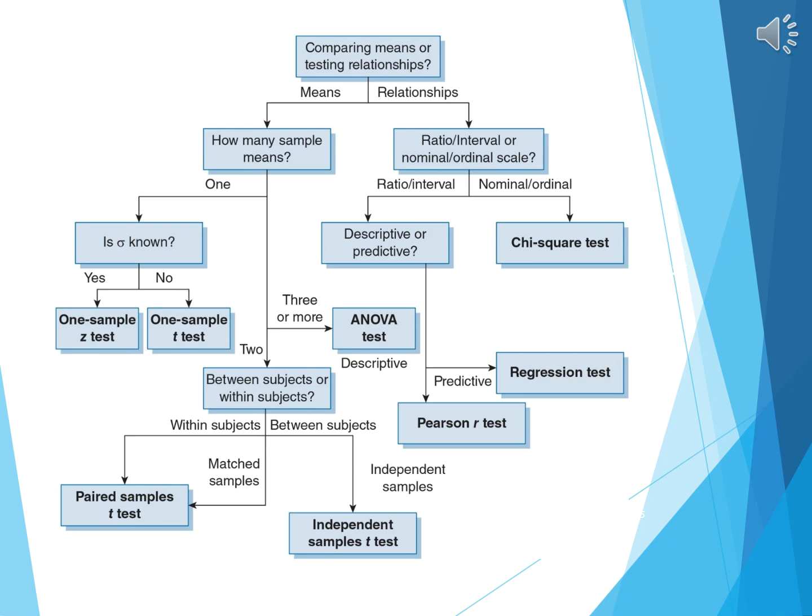And then the next part of the flow chart says, how many sample means are we talking about? Well, for our purposes, there's only one sample mean right now, and we're comparing that one sample mean against the population mean. And so we go down the flow chart to the left that says 1 sample mean, and then it asks us, is sigma known? Is the population standard deviation known? If the answer to that is yes, you do a 1 sample z-test.